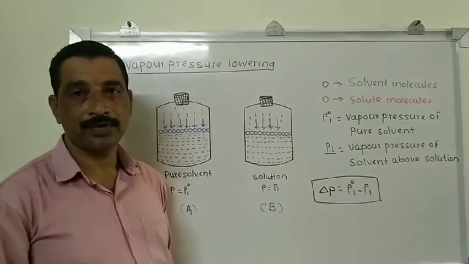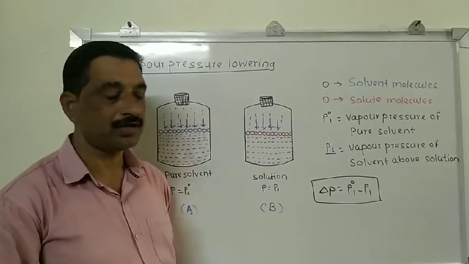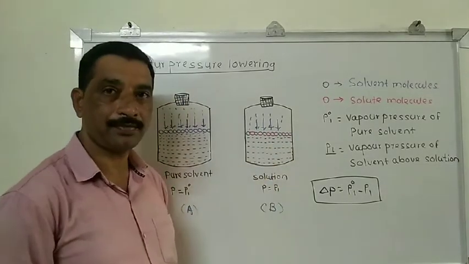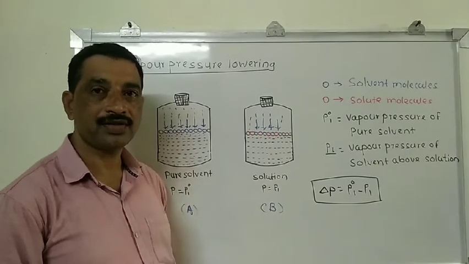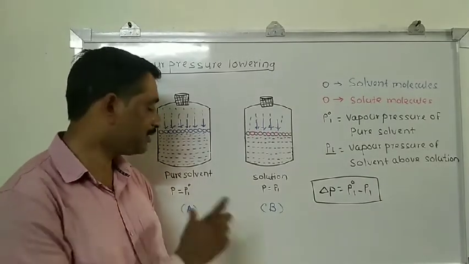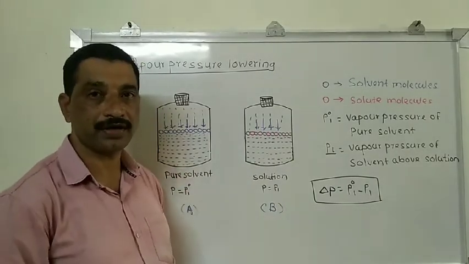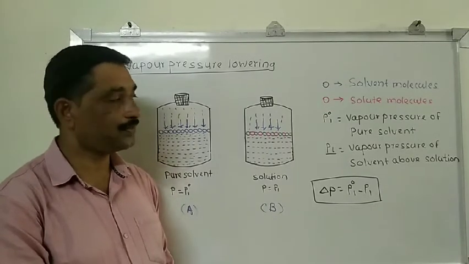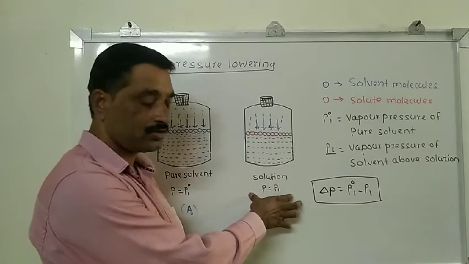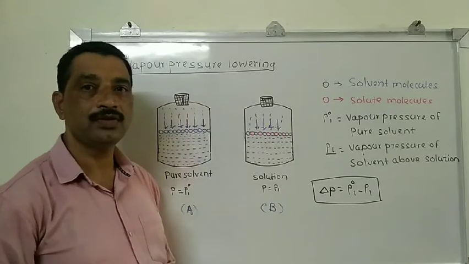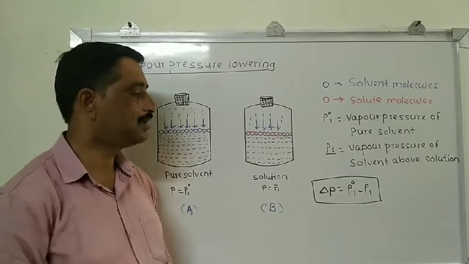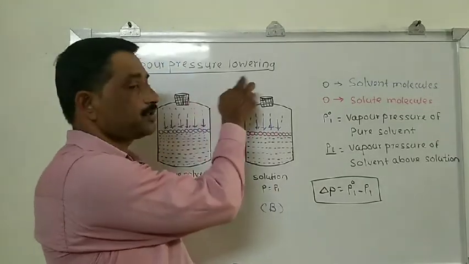Why does lowering of vapor pressure of solvent molecules take place in the solution? Because in the solution the number of solvent particles present at the upper layer is less, and vaporization of solvent particles takes place slowly. The rate of vaporization is lower as compared to the rate of vaporization of pure solvent, and hence only some particles of solvent get vaporized in the solution, and the vapor pressure of solvent in the solution decreases. That decrease in vapor pressure is nothing but vapor pressure lowering.